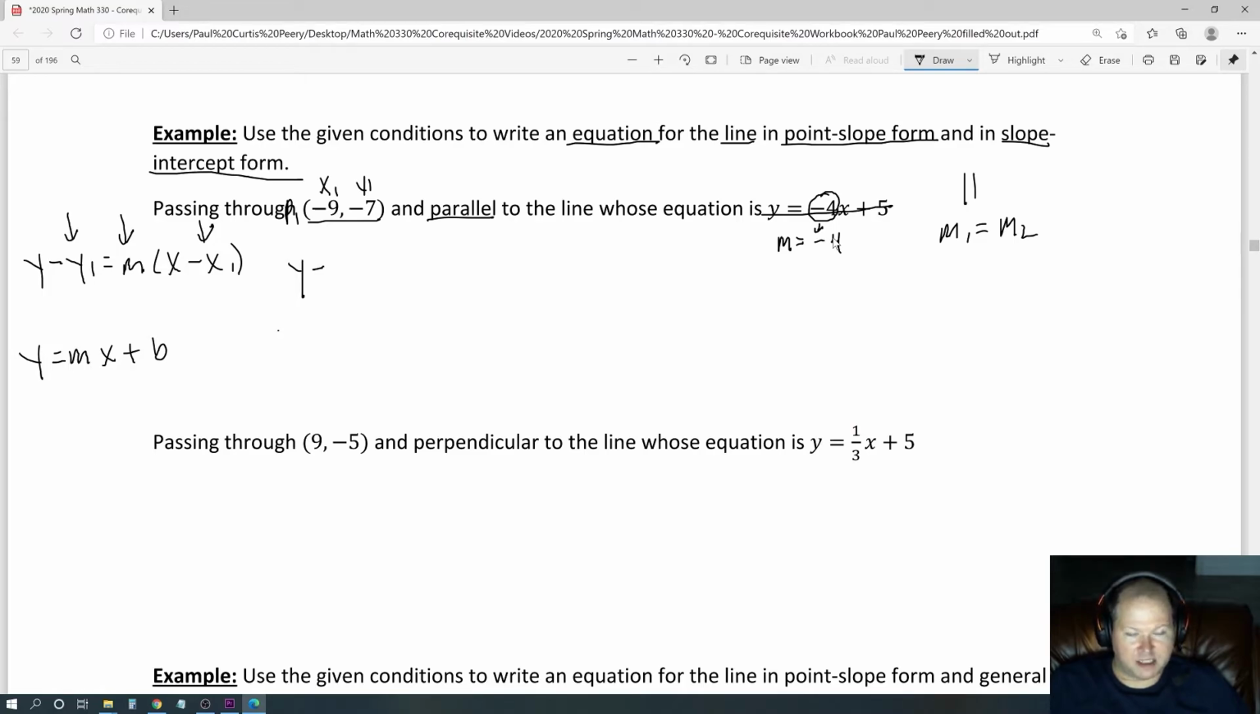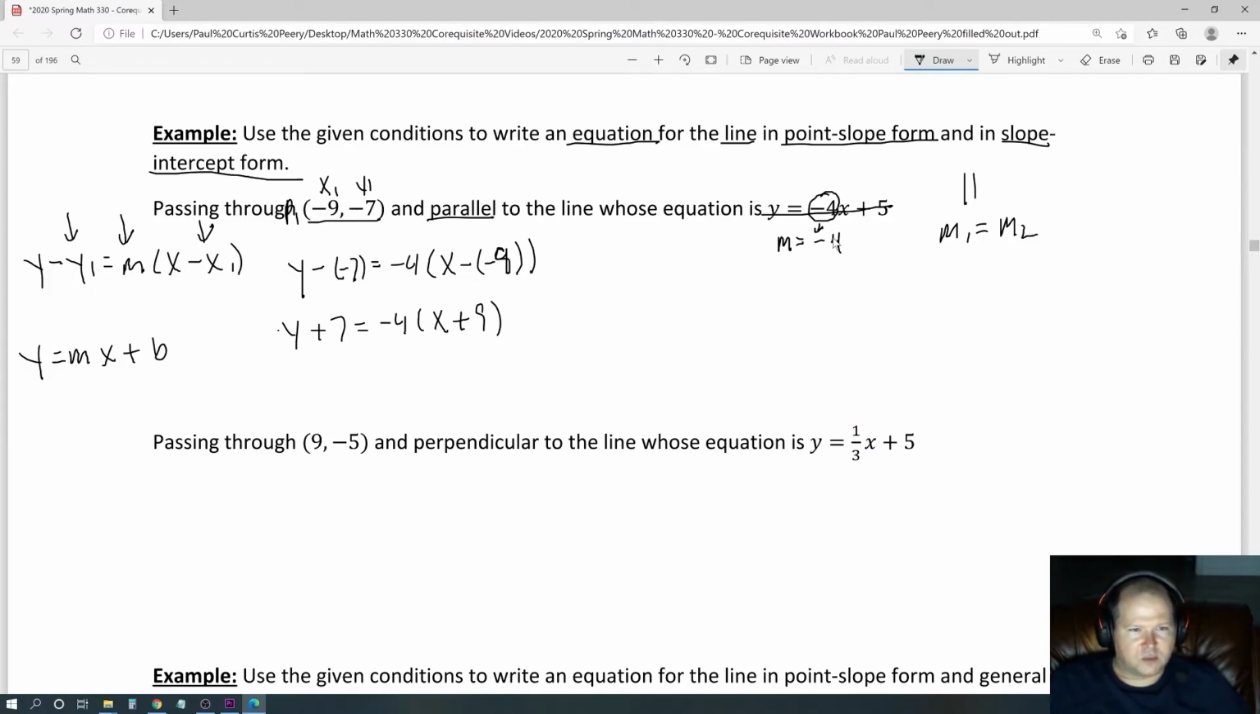So we say y minus y1. y1 is -7. We say m, except instead of writing m, I put -4. Then we say x minus x1, and x is -9. Be careful with your signs. So we say y minus -7, which is the same as y plus 7. We say x minus -9, which is the same as x plus 9.